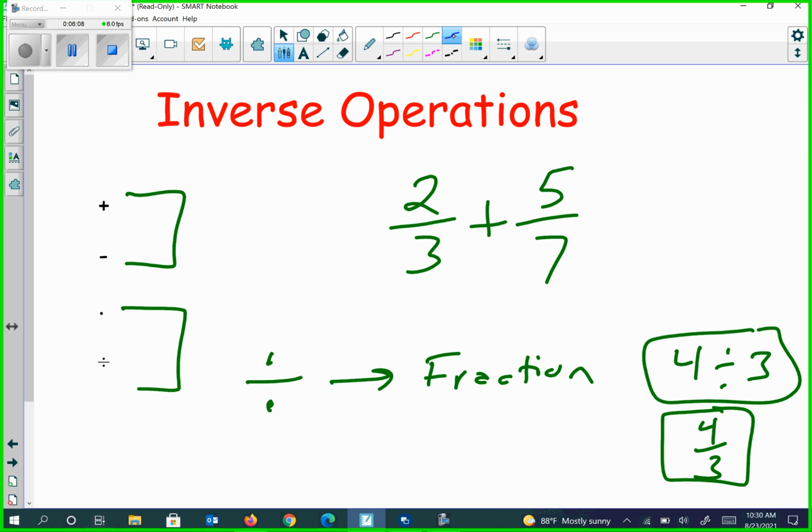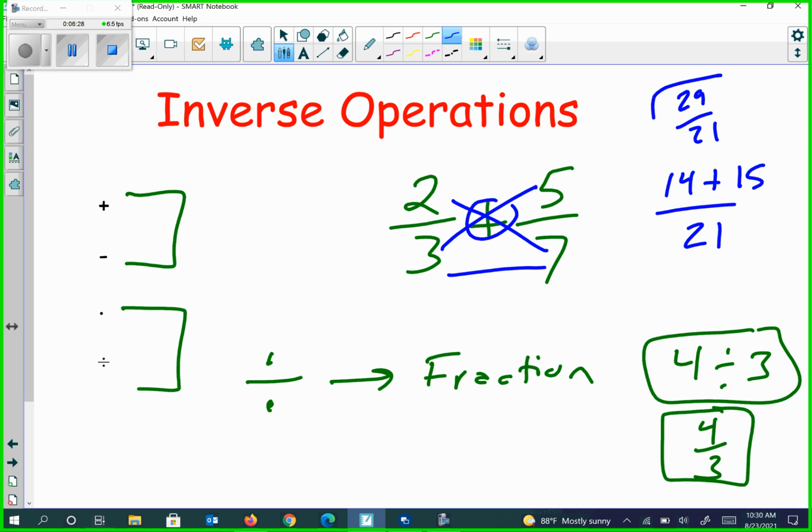If you do it the Stirrup way, 2 times 7 is? 14. Plus sign, because there's a plus right there. Still with me? 5 times 3 is? 15. And then 3 times 7? 21. Add the top, so I get 29 over 21. Check to see if it reduces. It does not. Keep it as an improper fraction, meaning the top number is bigger than the bottom. That's as simple as you can get with adding and subtracting fractions.